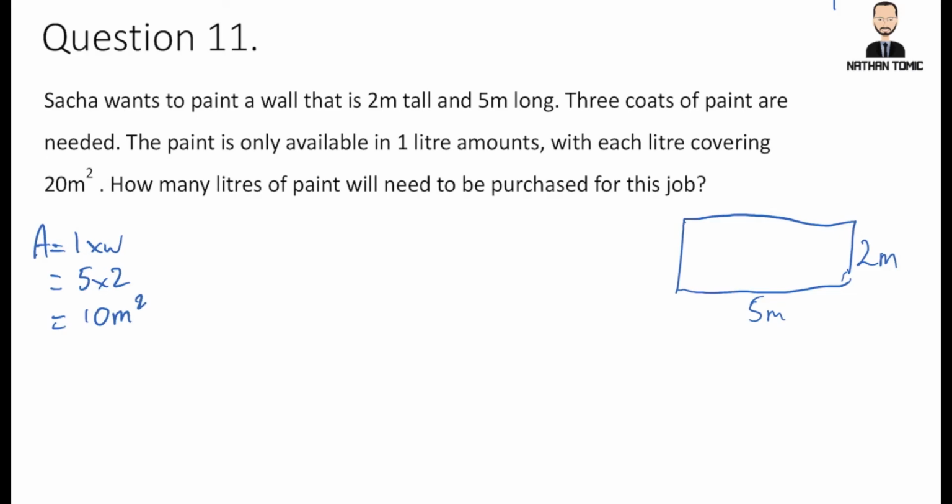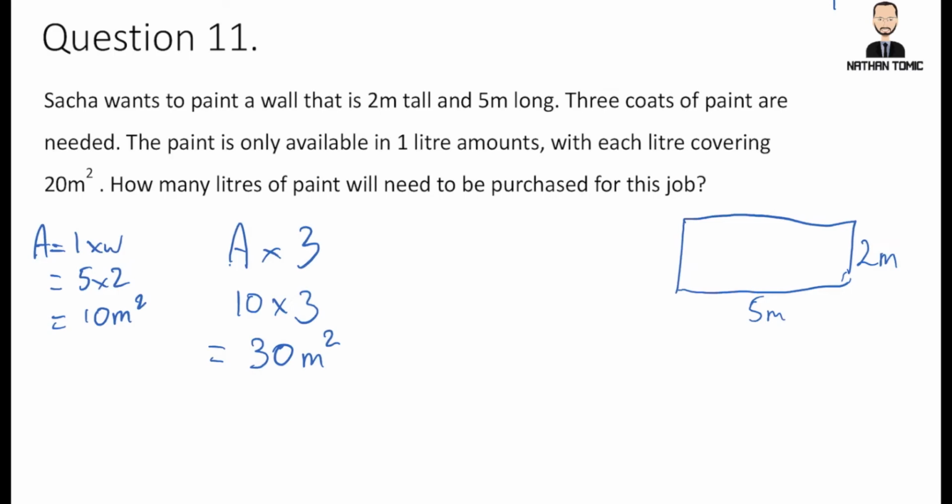Now, that's the first part. We need to do 3 coats of paint. So what we've worked out is the area for the wall if we did 1 coat. If we need 3 coats, we're going to take our area, multiply it by 3. So that is going to be 10 times 3, which of course is 30. So it's going to be 30 metres squared in total because we have to do the wall 3 times.